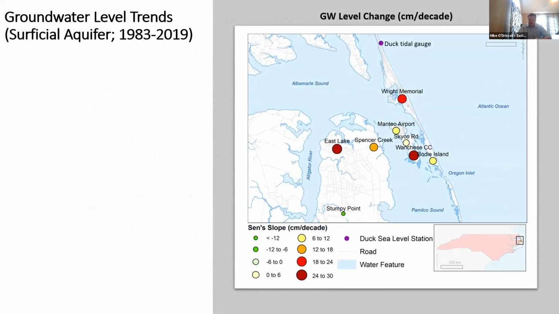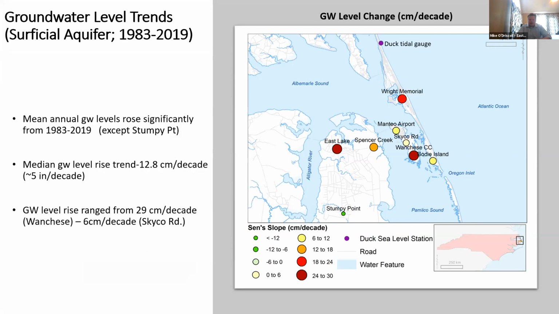So when we look at the groundwater level trends at these sites, the mean annual groundwater levels were rising significantly for 7 out of the 8 sites. The only exception is the Stumpy Point site further inland down there. Median groundwater level rise trends for these sites was about 13 centimeters per decade, so about 5 inches per decade. And it ranged from 29 centimeters per decade to 6 centimeters per decade at the sites. Those are both on Roanoke Island, the Wanchese site and the Skyco Road site. And I'll talk a little bit more about the Wanchese site that had the highest rate of groundwater level rise.